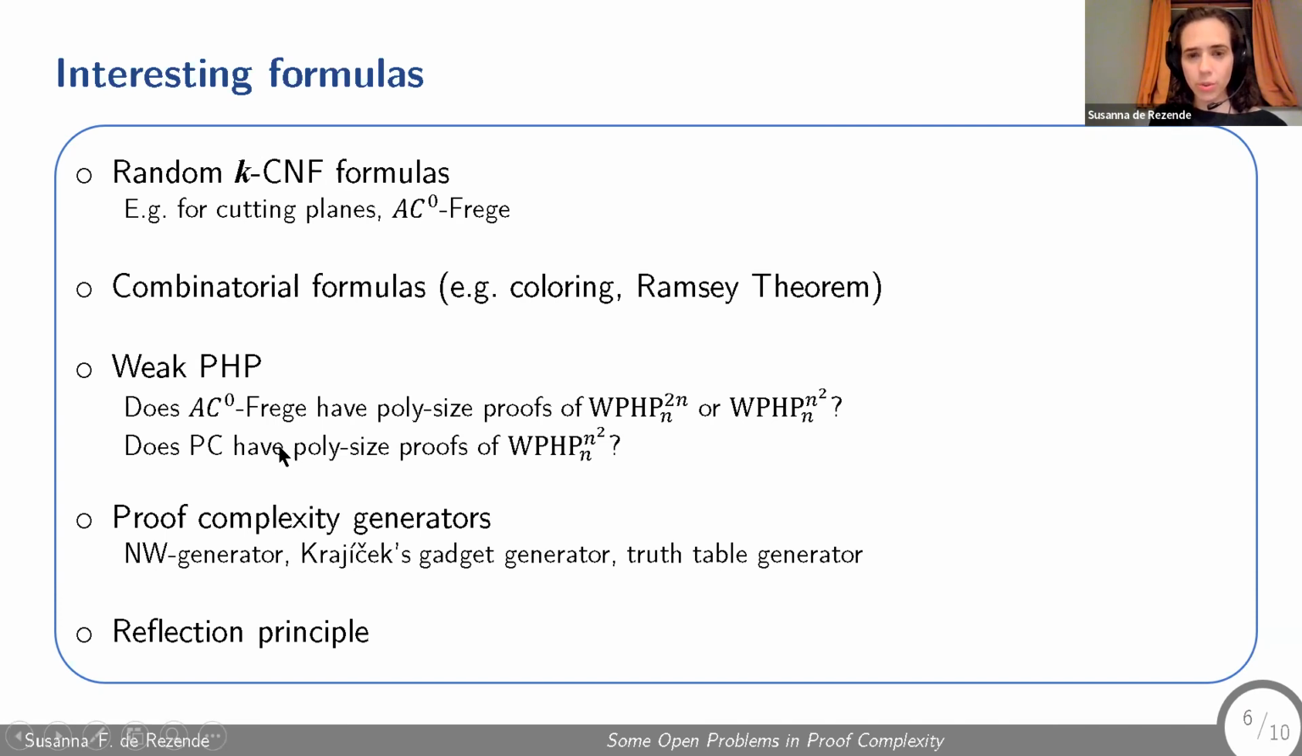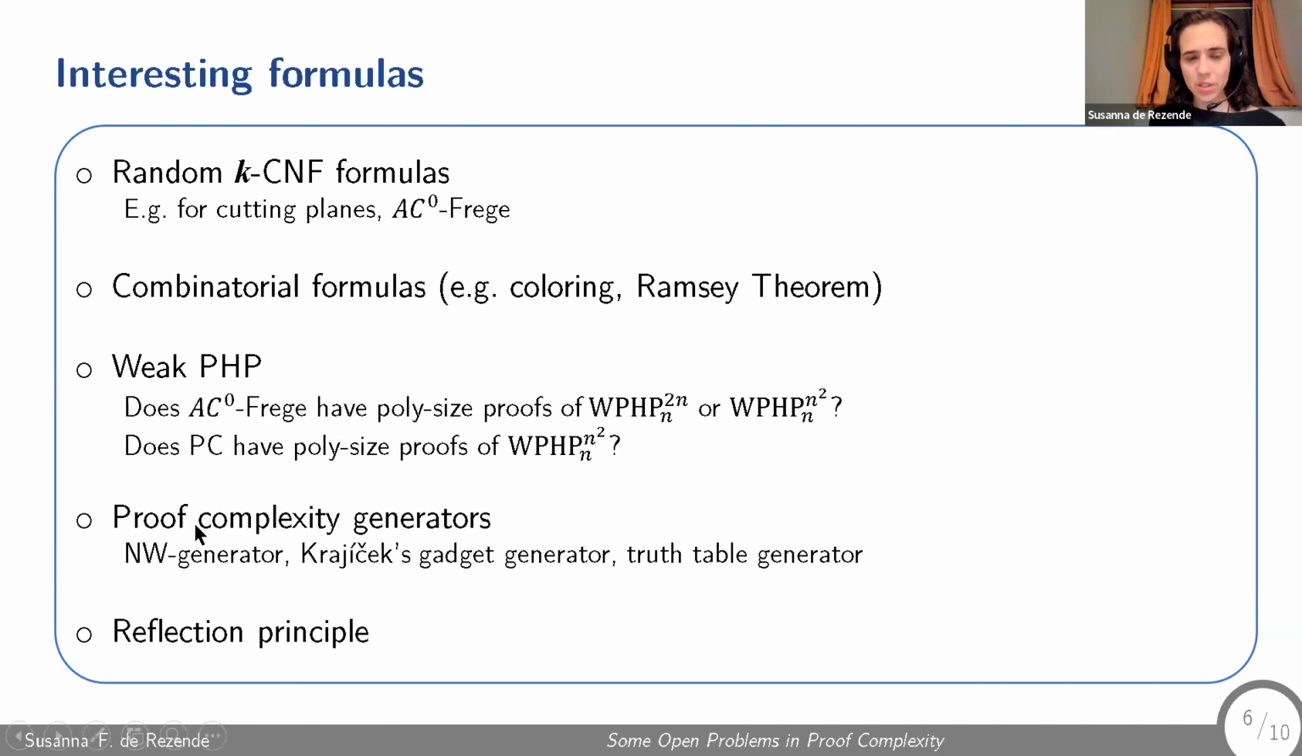We know that for AC0 Frege we have a quasi-polynomial upper bound, but we don't have any lower bound there. So does AC0 Frege have polynomial size proofs of the weak pigeonhole principle? And even for other proof systems like polynomial calculus, we only have degree lower bounds, but we don't have polynomial size lower bounds for the weak pigeonhole principle.